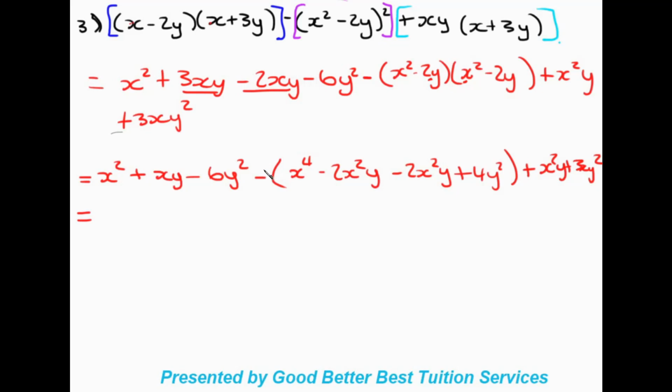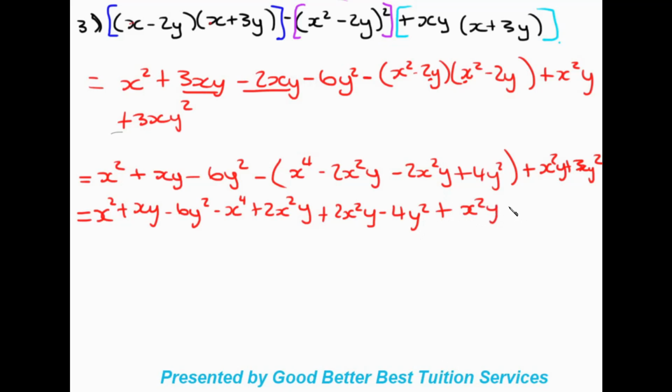Okay, and then last thing we'll do now is times this negative into this whole bracket over here, because the negative is standing alone in front, so it will times in. So we have x squared plus xy minus 6y squared. So negative times positive, that's negative x to the power 4. Negative times negative gives me positive 2x squared y. And then negative times negative gives me another positive 2x squared y. And negative times a positive gives me a negative 4y squared. Plus x squared y plus 3xy squared.